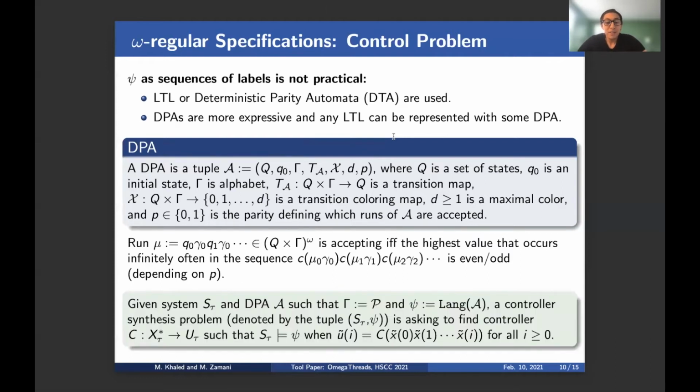Given a system S tau and a DPA A such that gamma is equal to P and psi is the language of A, the controller synthesis problem is asking to find a controller C such that S tau satisfies psi when the applied input sequence u tilde is coming from the controller.